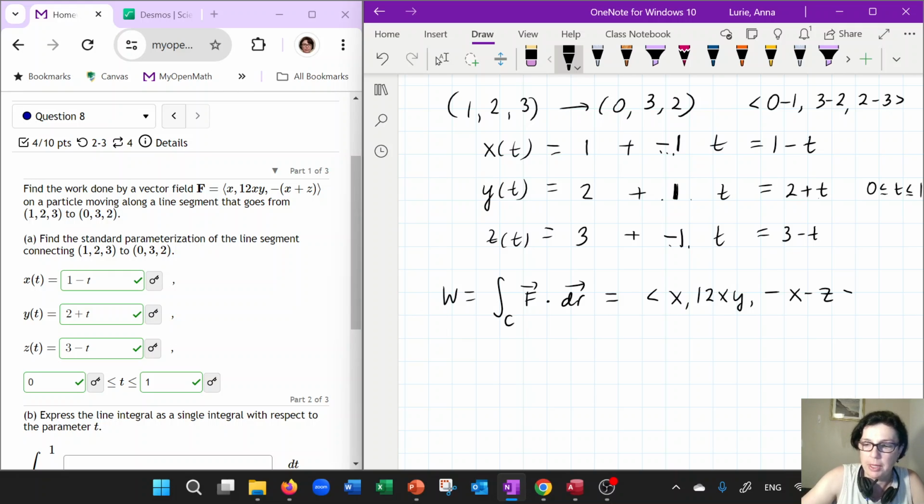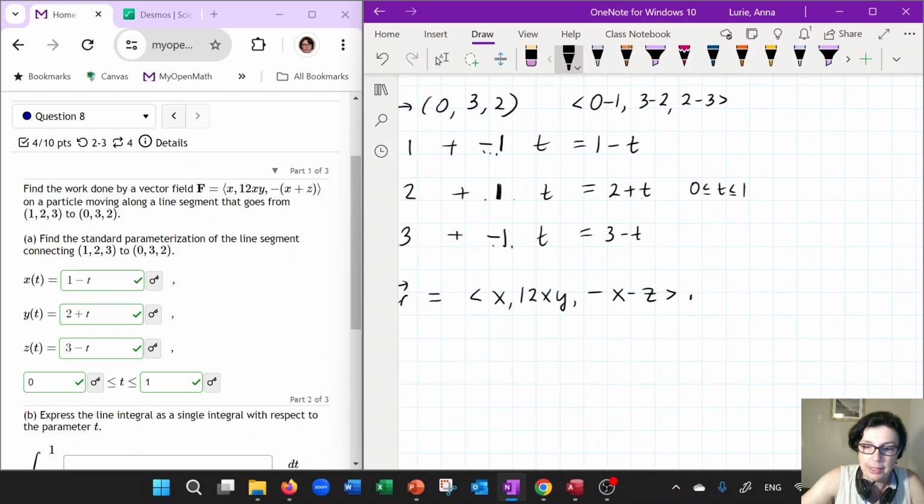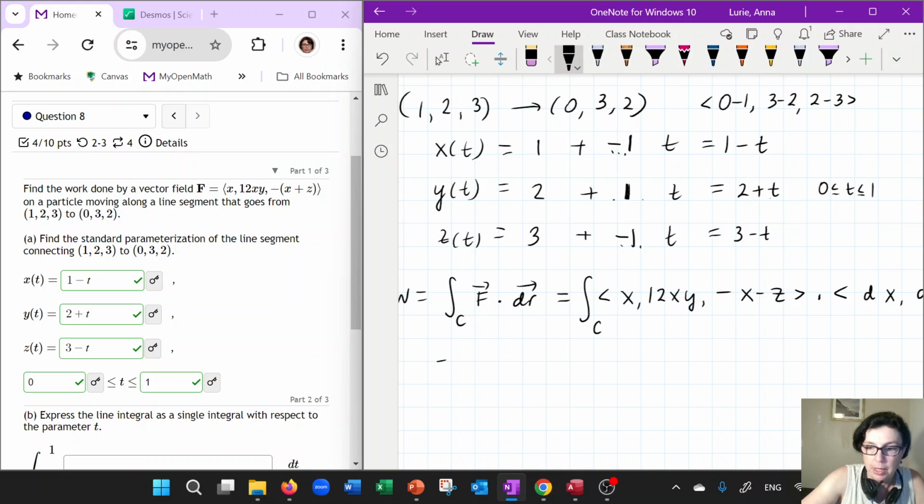I'm going to distribute that minus, and I will dot that with dr. Well, what the heck is dr? Dr is going to be x prime, y prime, z prime. So this is like dx, dy, dz. Okay, and this of course is still an integral. So when you compute the dot product, this will just become first component of the force dx plus second component of the force dy plus third component of the force dz.